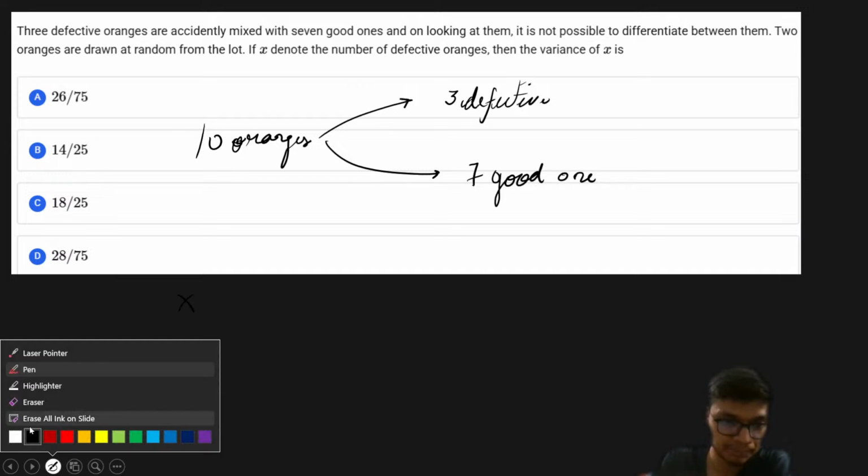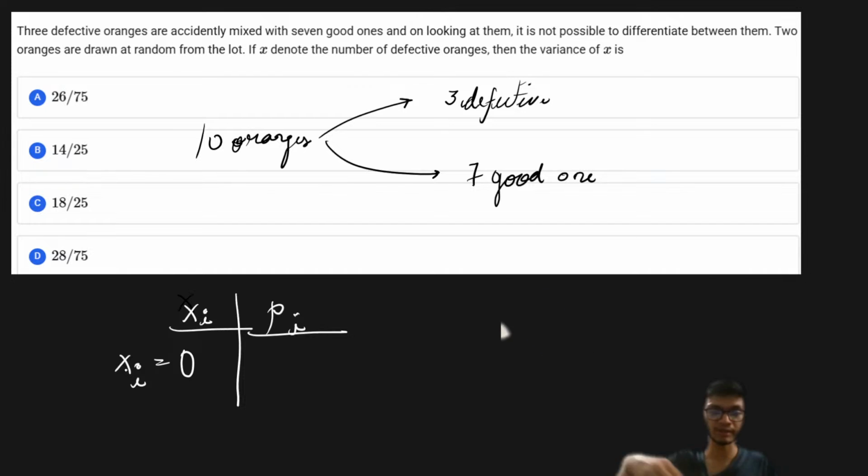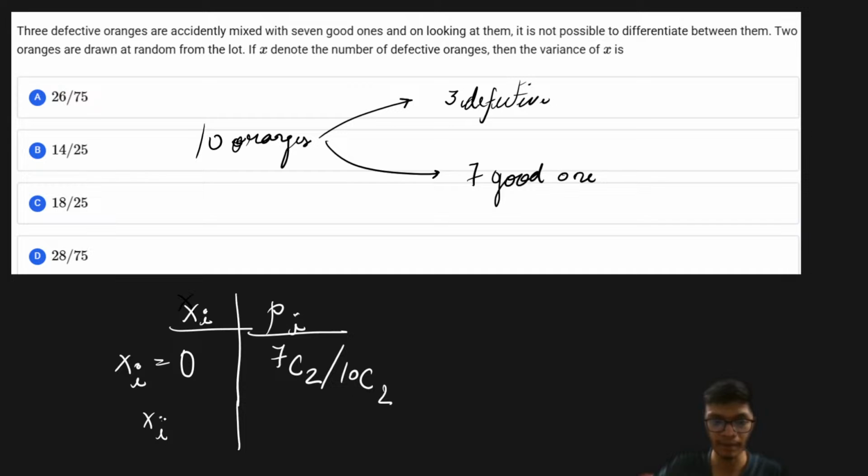So xi denotes the number of defective oranges, and the corresponding probability pi is given as follows. If the number of defective oranges is 0, that means I draw two oranges out of those 10 and have no defective ones, which is only possible when I take only the good ones. So that is given as 7c2 divided by 10c2. This is the distribution function, a simple probability distribution table. It is not a continuous case, it is a discrete case.